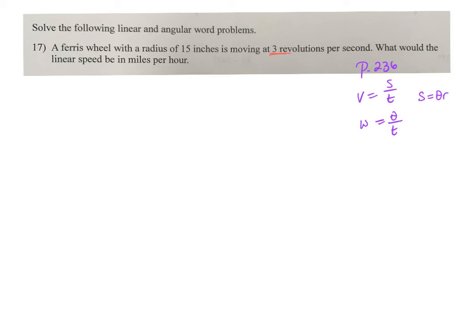Theta, remember, 1 revolution is 2 pi. So if 1 revolution is 2 pi, then I have to take my revolutions times 2 pi, and that will give me my theta. So here my theta is going to be 6 pi. All right. My radius here is 15 inches. So to find that s piece of it, I have to take my 15 inches times my theta, 6 pi, over my time, and that's 1 second.